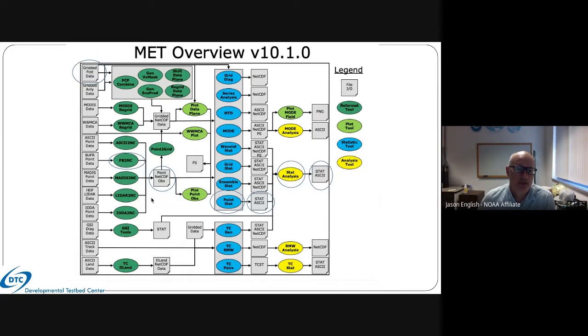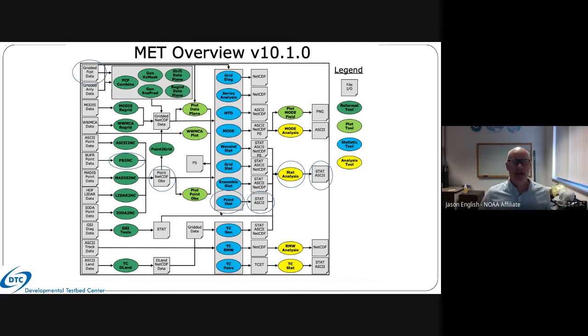Then we have the DOE ARM data, which can either come out as ASCII or NetCDF. Since NetCDF is getting us closer to what we need to work with the MET tools, I'm going to download the NetCDF and work with that.